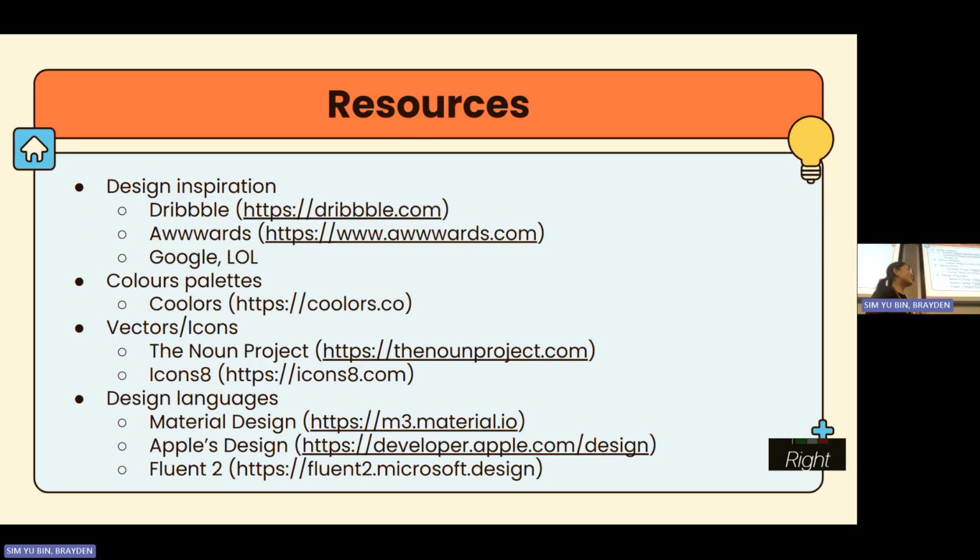Here are some resources. For design inspiration, you can go to Dribbble. Don't forget, there are 3 Bs over there. And there's also Awwwards with 3 Ws, which is for website designs. Dribbble is more for individual components across most platforms. And you can Google, of course. For color palettes, like I mentioned earlier, you can go to Coolors.